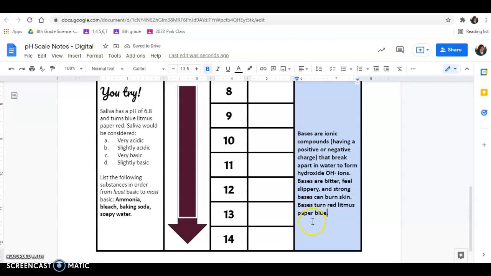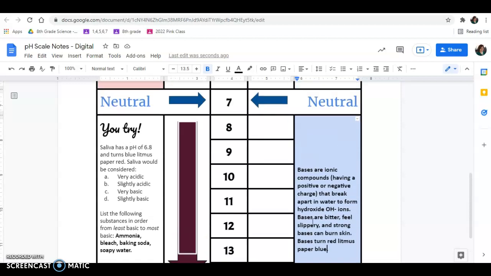As far as the litmus paper is concerned, if you take a red litmus paper and you dip it in acid, it's not going to change color. So if you dip it in a base, it turns blue only. That's how you know that.